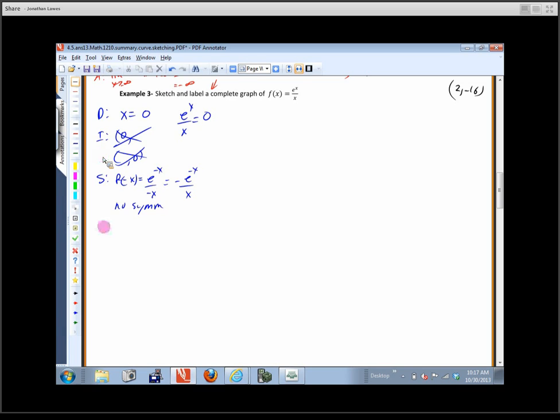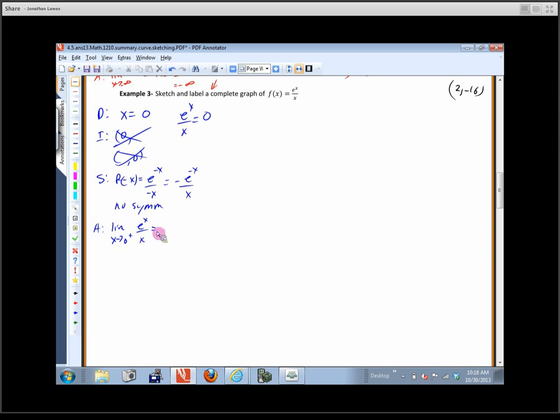Asymptotes. Now, what happens when you have 0 in the denominator normally? What do we normally have on a graph? We normally have a vertical asymptote, right? So we're going to check the asymptotes, and again, we're going to use the ideas that we've talked about in this class. So I'm going to check the limit as x approaches 0 from the positive side. Let's check what happens on the right side if I've got e to the x over x.